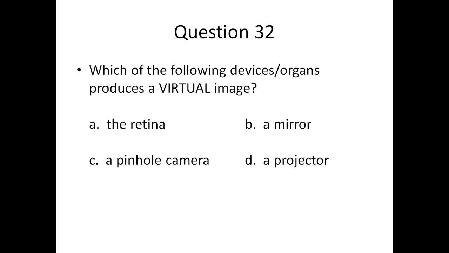Question 32. Which of the following devices/organs produces a virtual image? A, the retina, B, a mirror, C, a pinhole camera, or D, a projector?